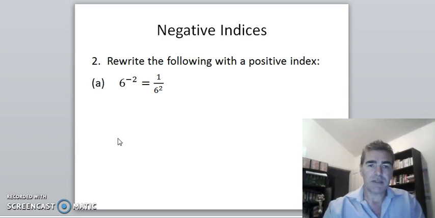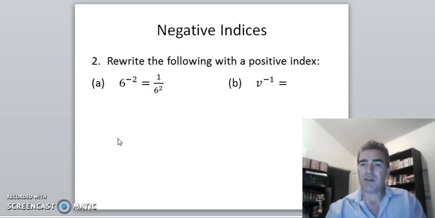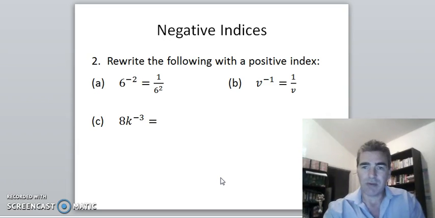So we'll look at another example. v to the power negative 1. Well, we can rewrite that as 1 over v to the power 1. And we should know by now that we no longer have to have that 1 there as the power. So we can change that just to 1 over v. 1 over v is the more correct answer.